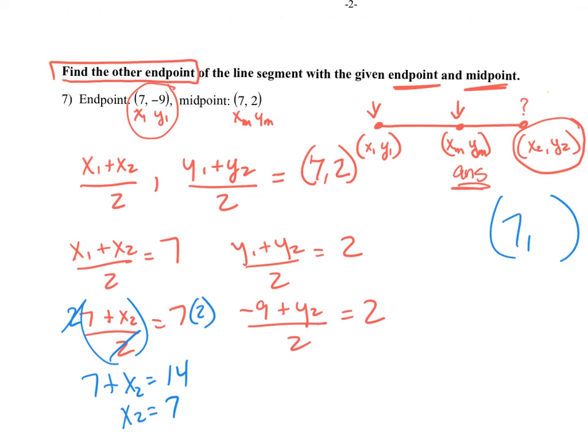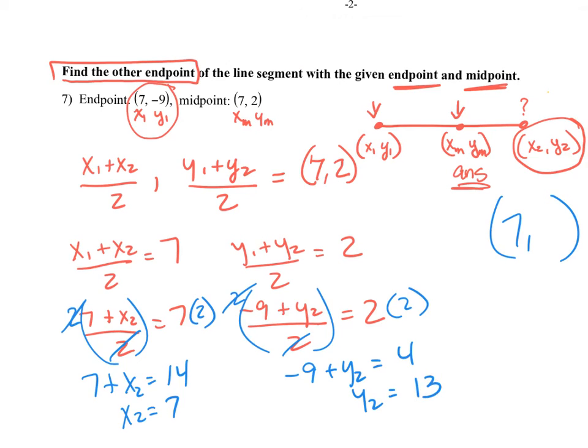So I know the 7 is the first point. Got it? Now I multiply this side by 2 and this side by 2. And these 2's bite the dust. Minus 9 plus y2 equals 4. y2 equals 13 when I add 9 to both sides. So if you were to graph 7, 13 and 7, negative 9, this guy here would be in the middle when you graphed it. It would be in the middle of the line. Okay? And you can have graph paper and check it and look.